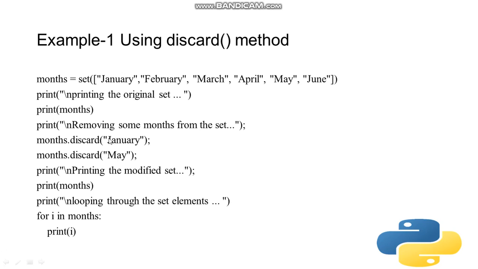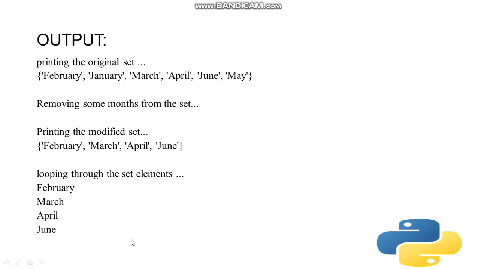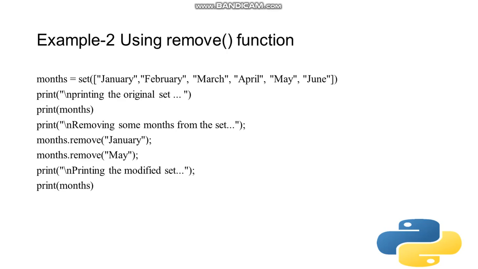See the example using discard. I'm discarding January, May. Always remember here we do not have index values. So here we are going to just use the values of the items inside any function. Why? Because there is no indexing concept in set. So I'm discarding January, May and then I'm printing. January and May will get discarded from the original set.